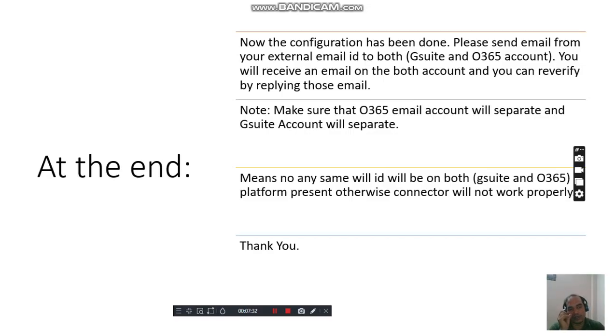Suppose an address is active on O365 and the same account is active on G Suite, in that scenario the connector will not forward the email. So thank you. This is the end of the email coexistence configuration. We will meet soon in the next video for the migration from G Suite to O365. Thank you.